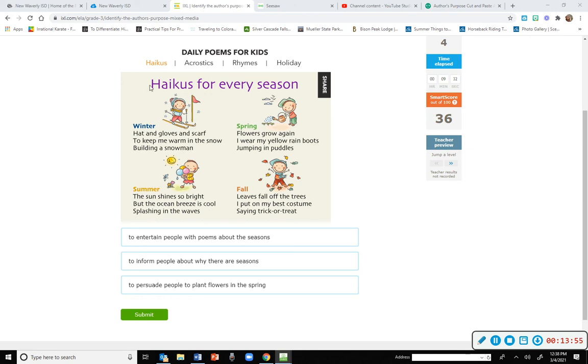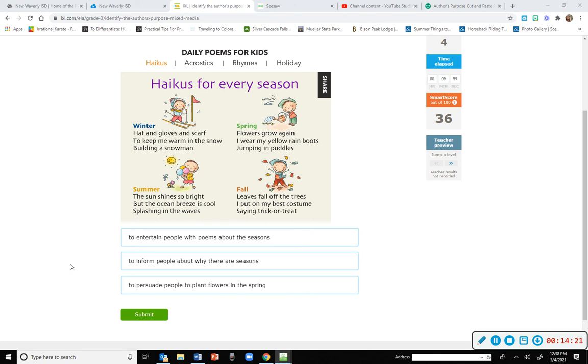These are all haikus, and we've learned haikus are types of poems. Good. So what do you think the purpose is of a poem, or these haikus? To entertain people with poems about the seasons. No. To inform people about why there are seasons. To persuade people to plant flowers in the spring.